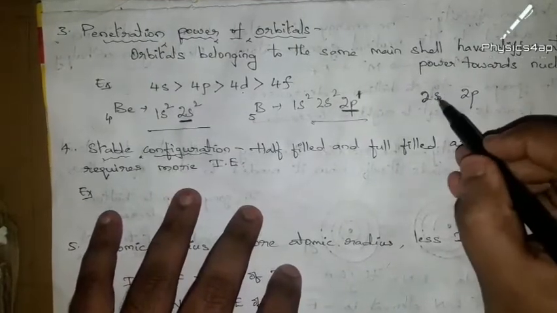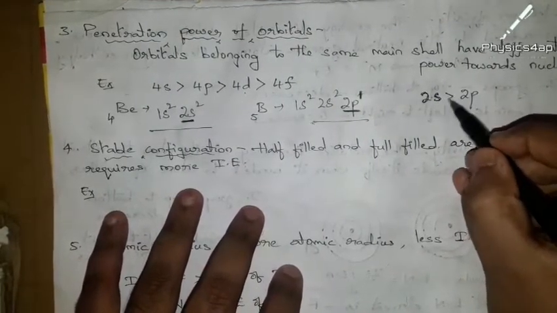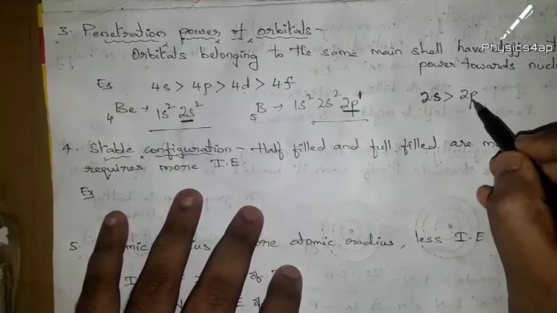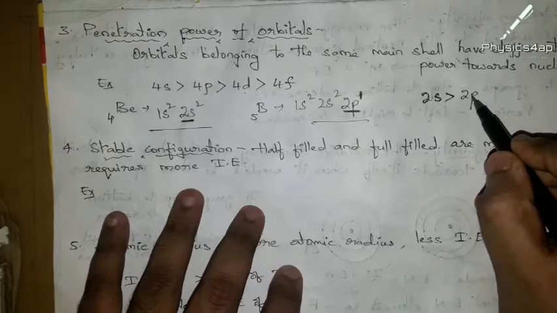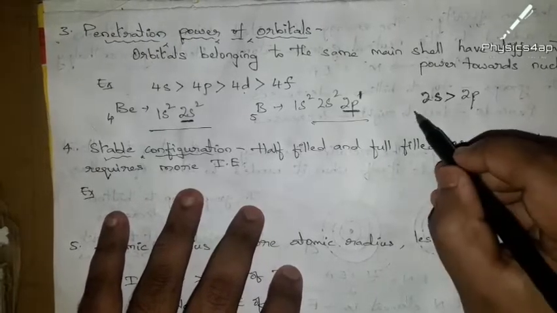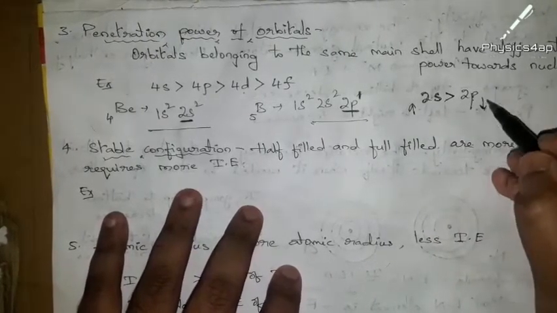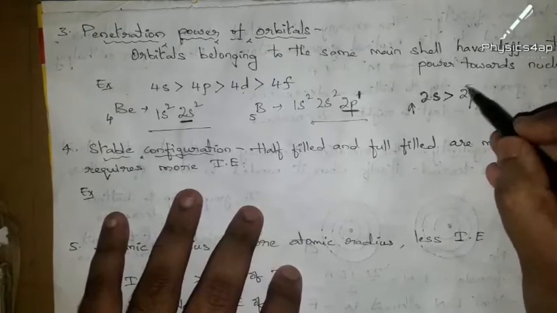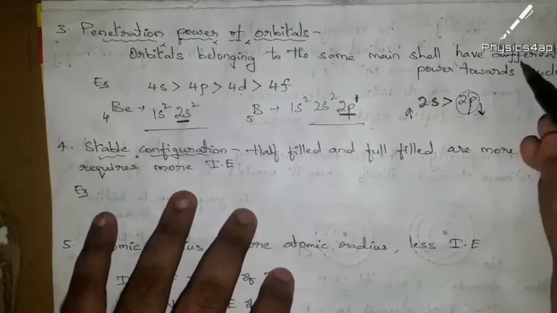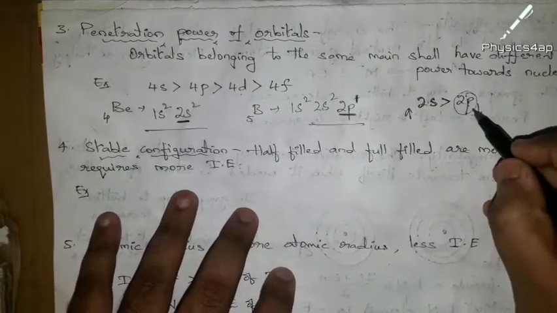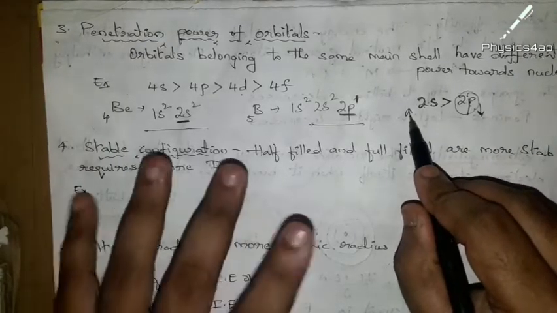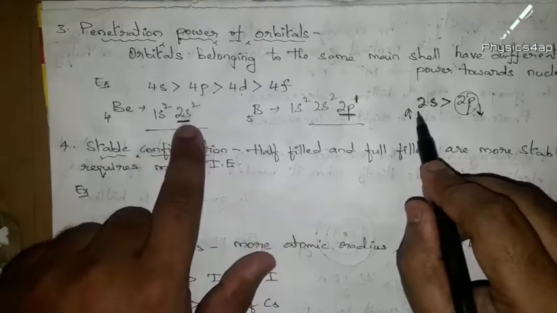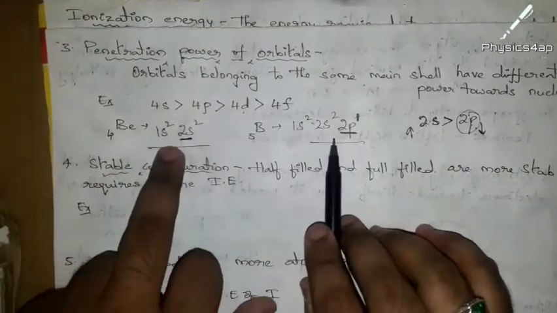As 2s has more power and 2p has less power, the electron present in the p orbital can be easily removed, because it has less power. In 2s it has more power, so it is difficult to remove an electron. So when you compare beryllium and boron, can you tell me in which element the electron can be removed easily?